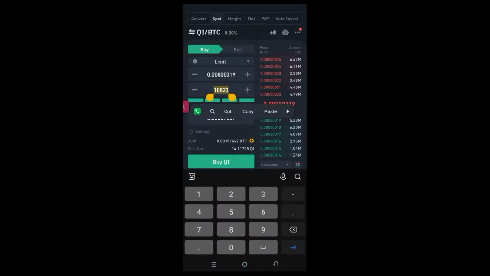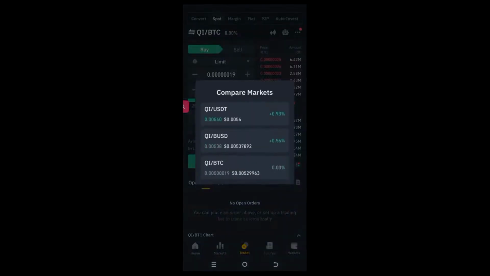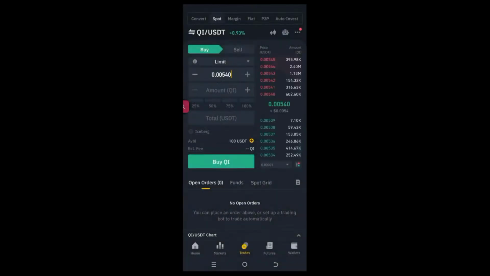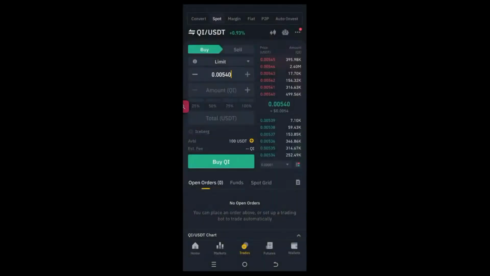Let's copy that, and then let's go to compare markets and click on the USDT. So if I try to sell, what would I get? Let's see what profit I make. Okay, same amount, 1.6%. That's $1.64. So let's just go with this, right? Let's go back and see whether if we buy QI BTC, we will be able to make this. So let's go ahead and try it out.